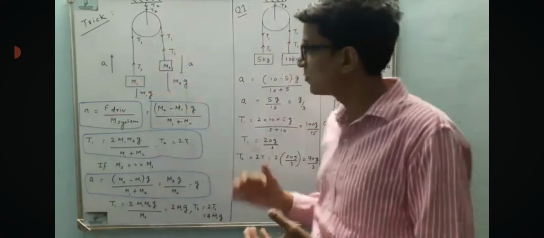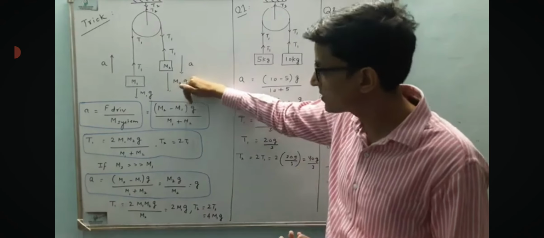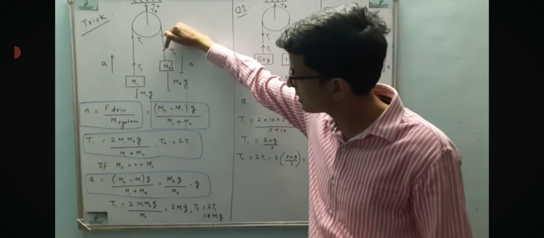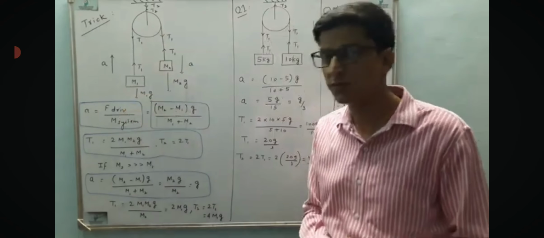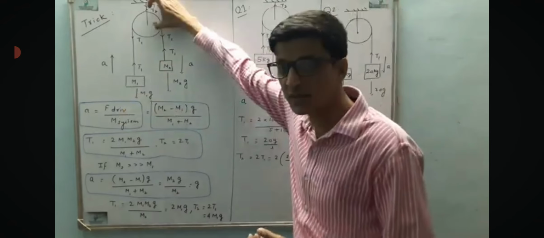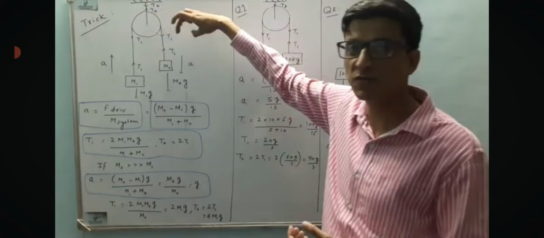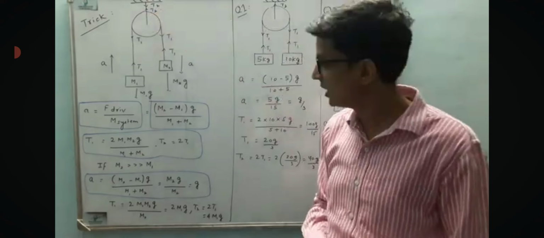So we have the driving force as (m2 minus m1)g divided by m1 plus m2, and the tension in this string is equal to 2m1m2g by m1 plus m2. Whereas on the rope it's double of that. You can do the FBD of this, and T2 is equal to twice of T1 because the pulley is massless. So we have these results.